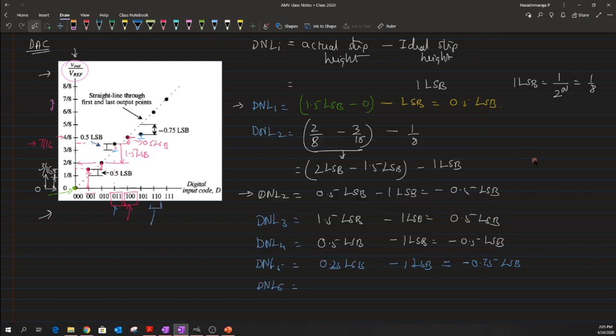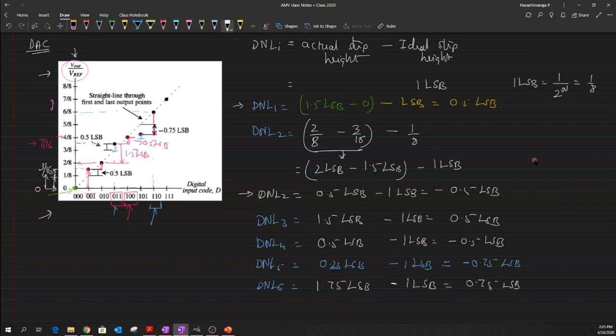So for this corresponding input, we have a value which is equal to 6 by 8, and again what we wanted is basically the height difference, the difference between this current value of output and the previous value of output. That would end up having a value of 1.75 as its height, minus the ideal height, which is 1 LSB, and that should give us 0.75 LSB.